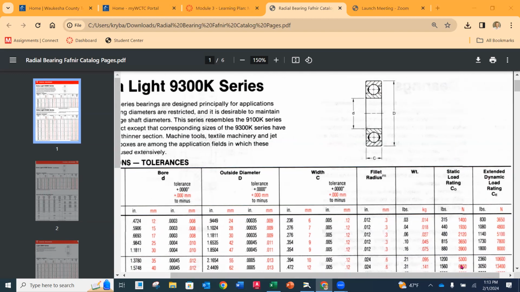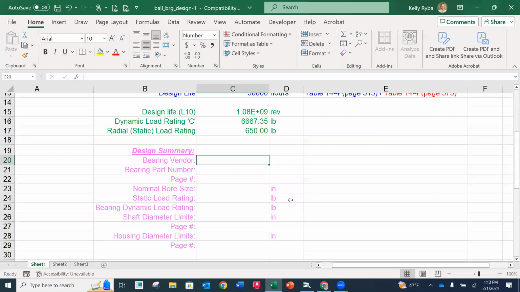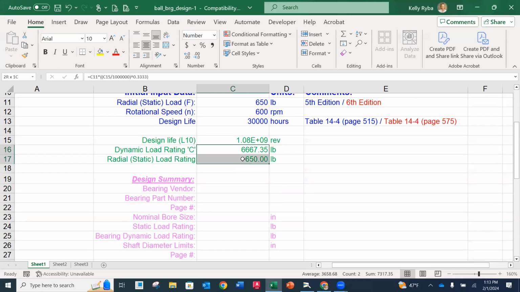And then at the very end, the last 2 columns, you're going to notice static load rating and dynamic load rating. Okay. Static load rating, dynamic. So the static is going to be our radial load, the one that is going to be the calculation from reactions at the supports. The extended dynamic load rating is going to be that C that we were calculating earlier. So if we go back to our spreadsheet, the 2 numbers that we're interested in are these 2 right here, 6,667 for our dynamic and then 650 for our radial.